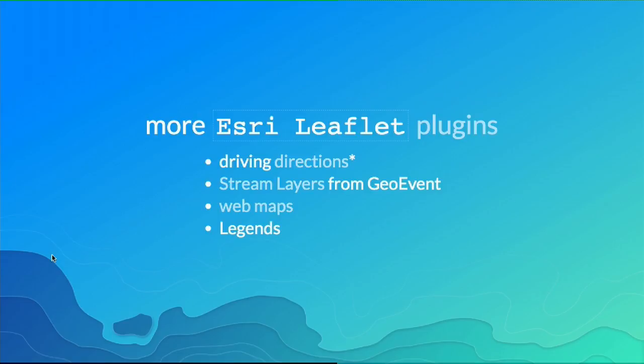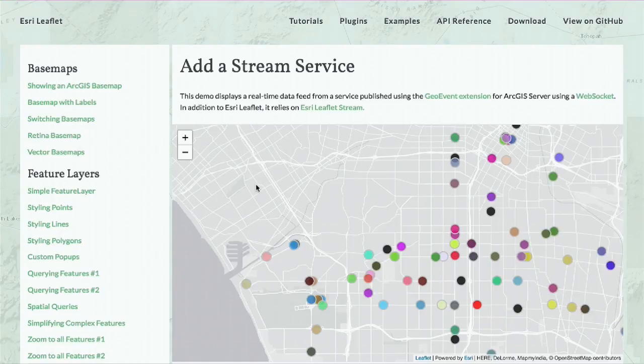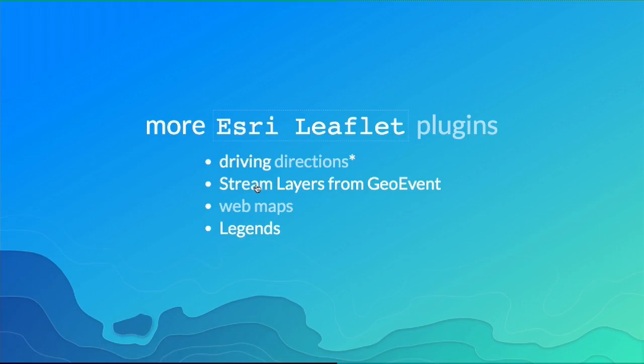Streamlayers is a plugin that was written actually by not somebody at Esri. It's a developer that's down in Australia. So if you're working with GeoEvent server and you've got WebSocket enabled layers and you want to display that on the map, this is an example that's taking live data from buses in Los Angeles and displaying those on the map. There's a plugin for that too.